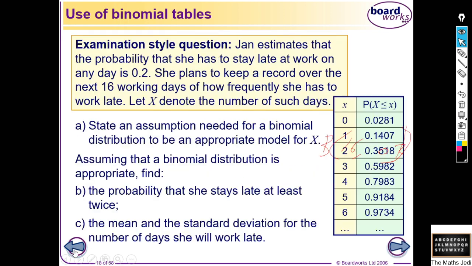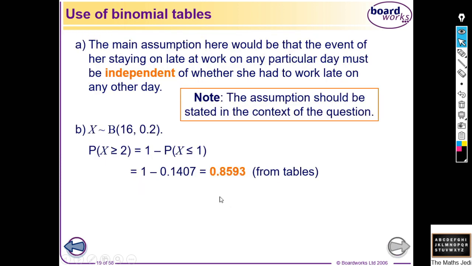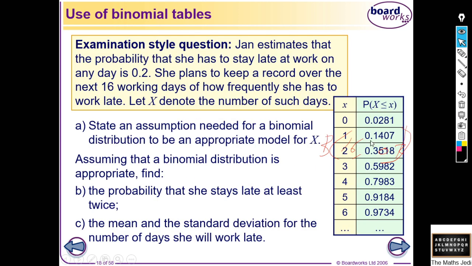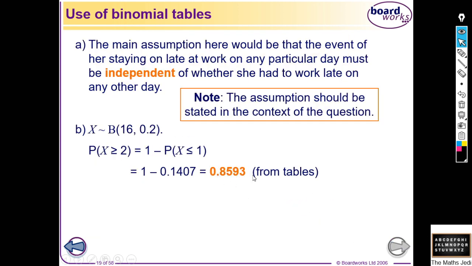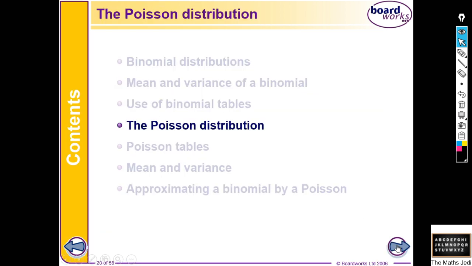Let's look at the question again, just to remind ourselves. It was the probability she stays late at least twice. That's 2 or more. So the probability of 2 or more will be 1 minus the probability of 1 or less. The probability from the table was 0.1407, it's just here. And you can see they're taking that away from 1 to get 0.8593. Again, I won't go through part C because it's irrelevant for your particular syllabus at present.